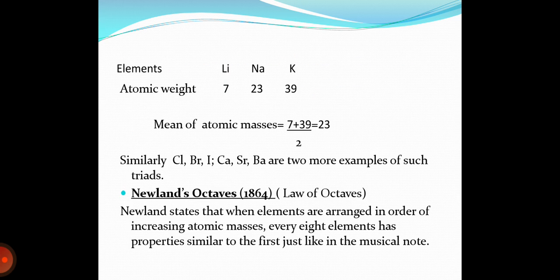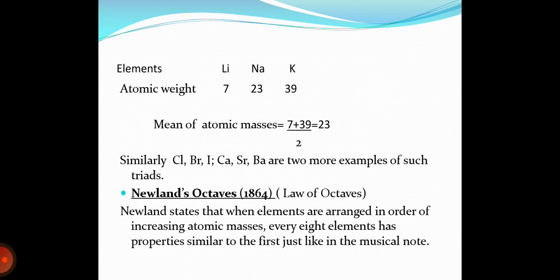The elements lithium, sodium and potassium. The atomic weights of these elements are: lithium 7, sodium 23 and potassium 39. The mean value of atomic masses can be calculated by adding the atomic weights of the two elements, lithium and potassium. The lithium atomic weight is 7 plus the potassium atomic weight is 39. These two are added and divided by 2 to get 23, which is the atomic weight of sodium. Similarly, chlorine, bromine, iodine and calcium, strontium, barium are two more examples of such triads.